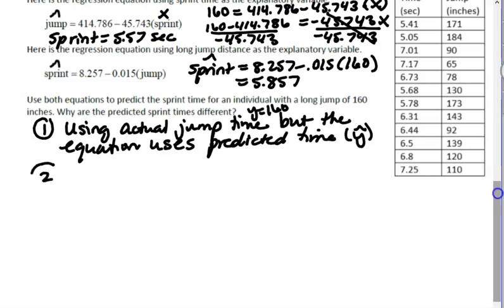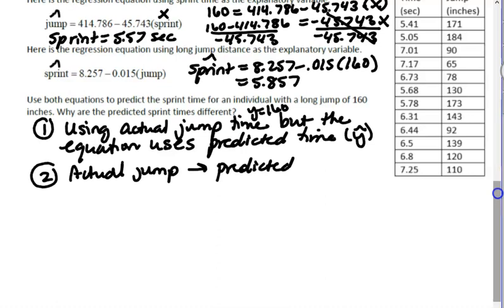Number two, they're giving us actual jump time and we're trying to find predicted sprint time. So the first one, we're using actual jump time, but the equation uses predicted, oh, sorry, not jump time. I'm saying time when I mean distance. That's what's throwing me off as I'm reading my own stuff. Actual jump distance, but the equation uses predicted distance for y.